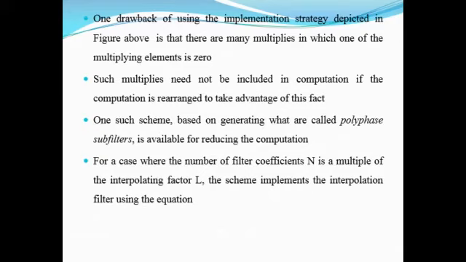So one scheme, based on generating what are called polyphase subfilters, is available for reducing the computation. In cases where the coefficient values are 0 or the result is going to be 0, we go with this other concept of implementing it using polyphase subfilters. For a case where the number of filter coefficients N is a multiple of the interpolating factor L, the scheme implements the interpolation using the equation. So that is what we consider.